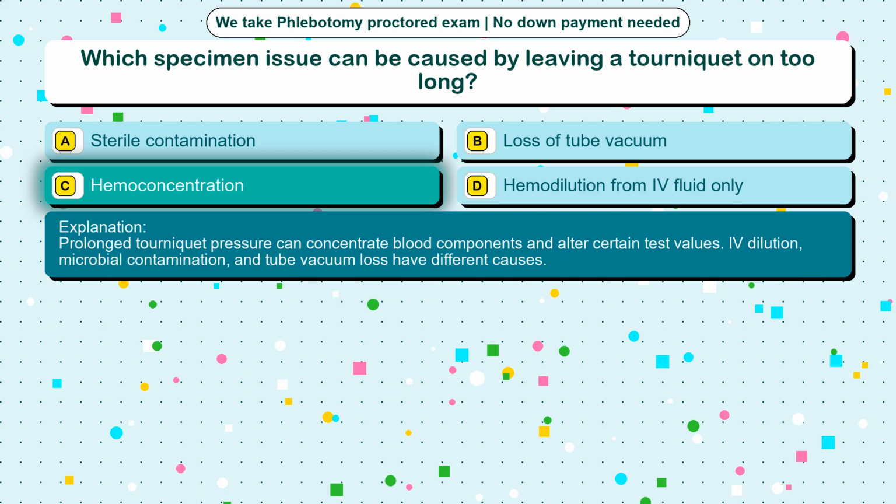Prolonged tourniquet pressure can concentrate blood components and alter certain test values. Fluid dilution, microbial contamination, and tube vacuum loss have different causes.